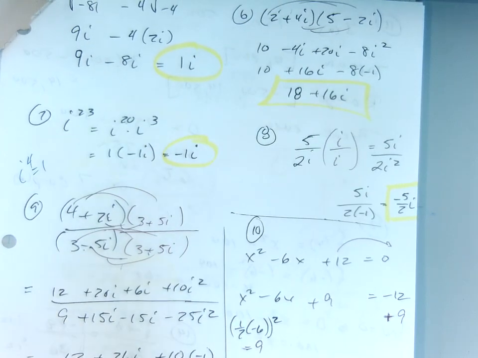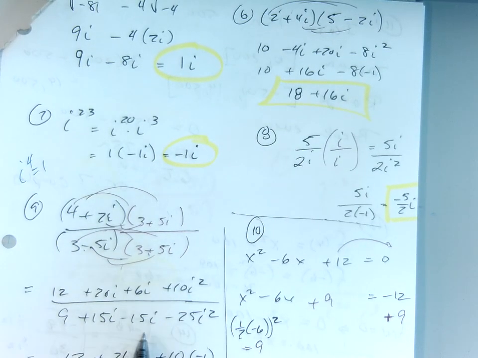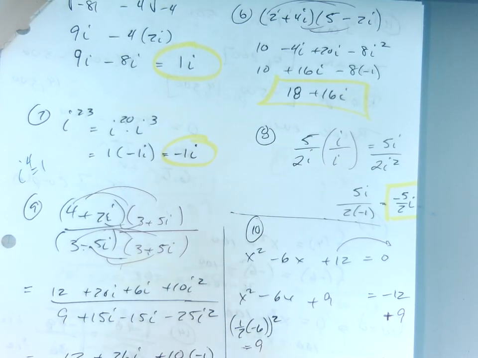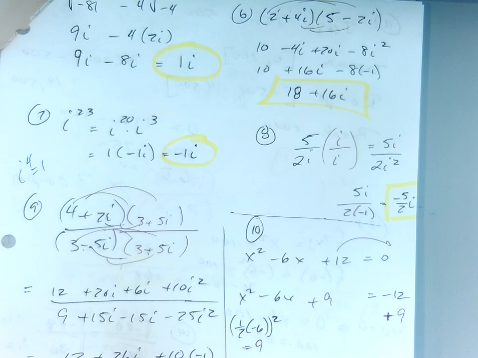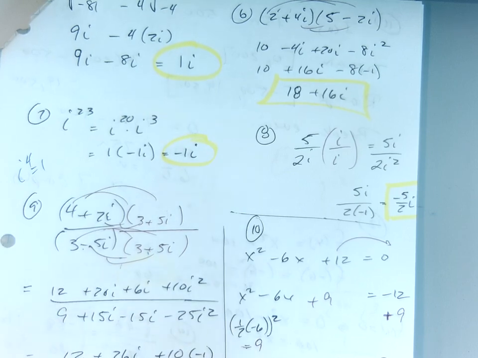I combined i's, canceled i's. Any i squared was a negative 1. That's a negative 10 with a 12, and that's a positive 25 with a 9, which makes it 34.